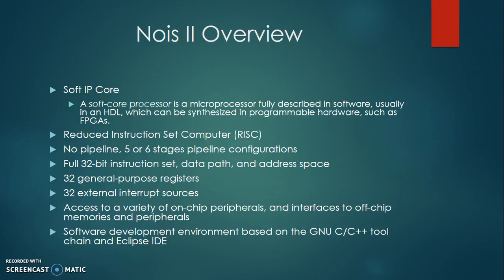It has a reduced instruction set architecture, that is, it has a limited number of instructions unlike the x86 CISC architecture. It has a 5-stage pipeline. It may go up to 6, but usually it has a 5-stage pipeline. Then it has a 32-bit instruction set, data path, and address space.